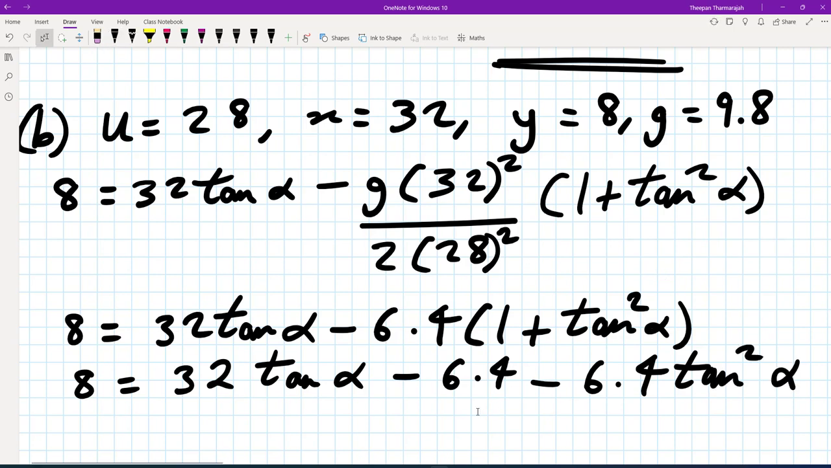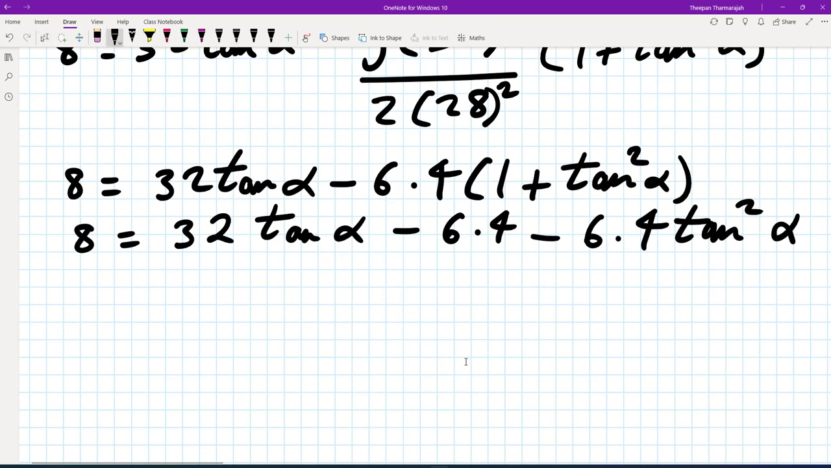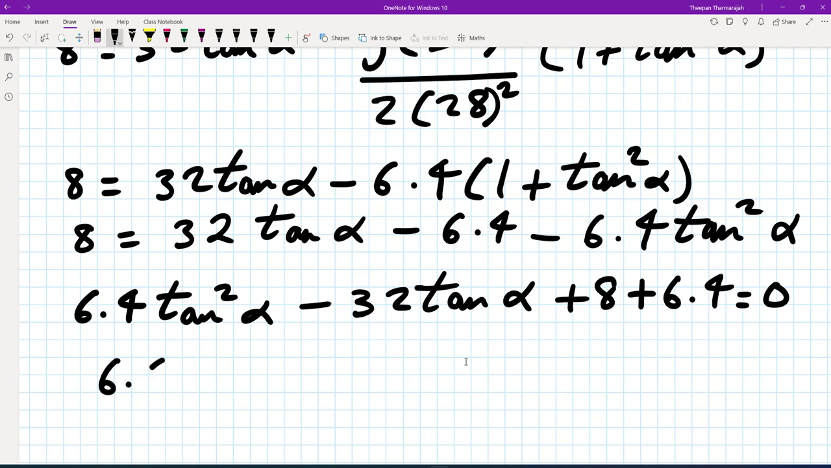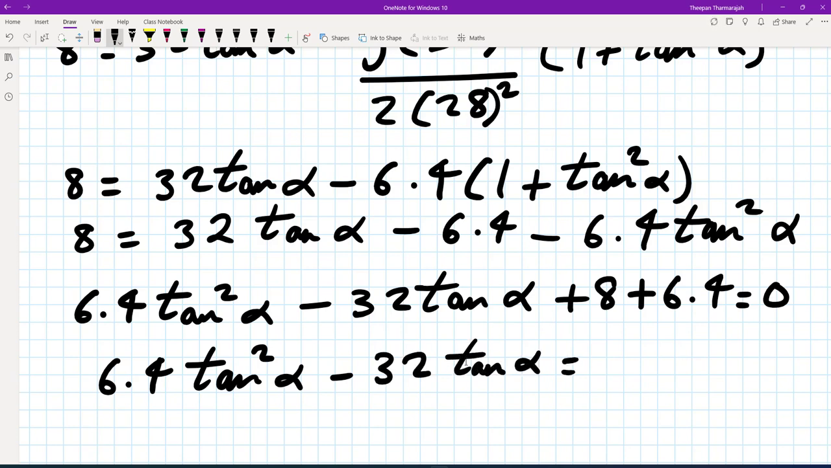And then we can solve our equation. So we're going to get 6.4 tan squared alpha, then minus 32 tan alpha, plus 8 plus 6.4 equals 0. So we can simplify our quadratic down to be 6.4 tan squared alpha minus 32 tan alpha plus 14.4 equals 0.